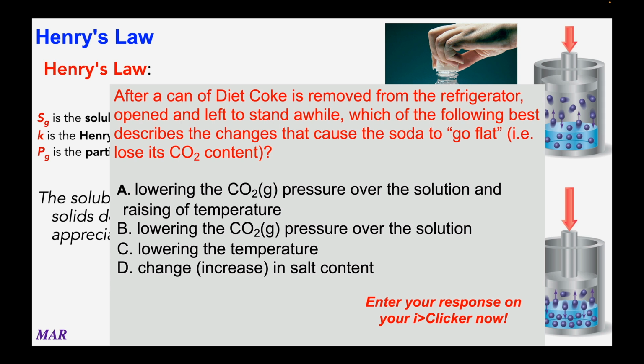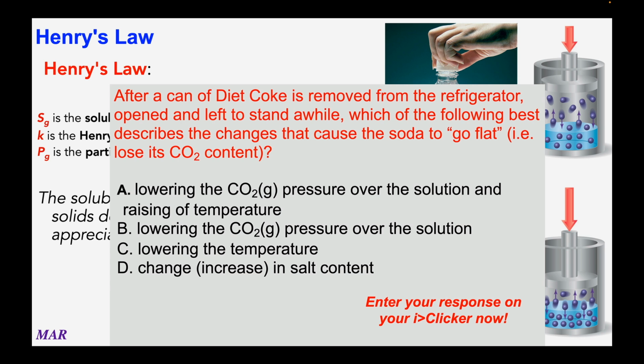It says lowering the carbon dioxide pressure over the solution and raising the temperature is what happens to make the flatness appear. You could also say lowering the CO2 pressure over the solution would be a possibility. Lowering the temperature would be one answer. And you can increase the salt content. Well, first of all, on D, we're not adding any salt, so that doesn't make any sense whatsoever.